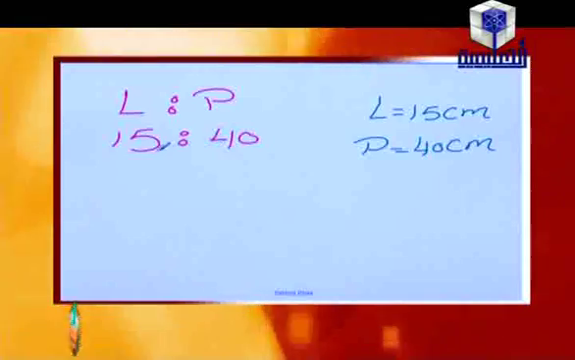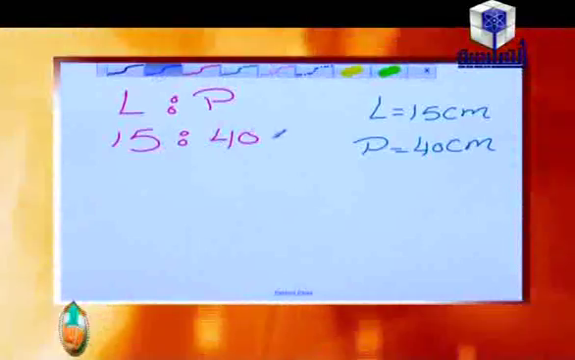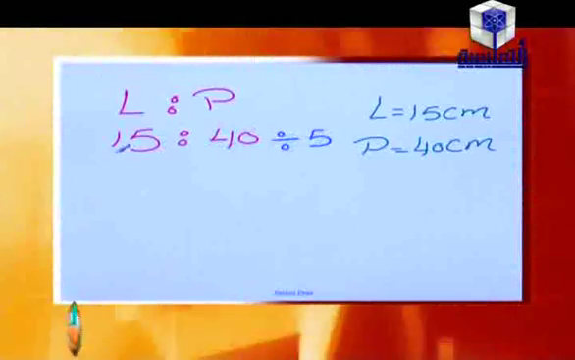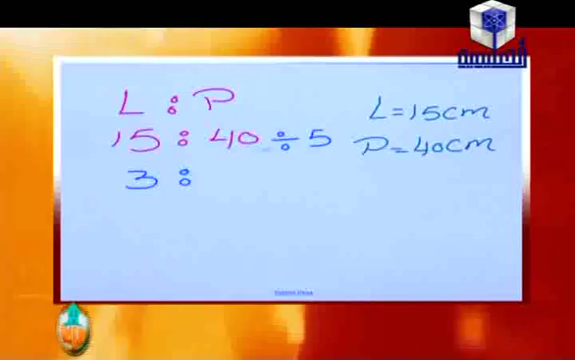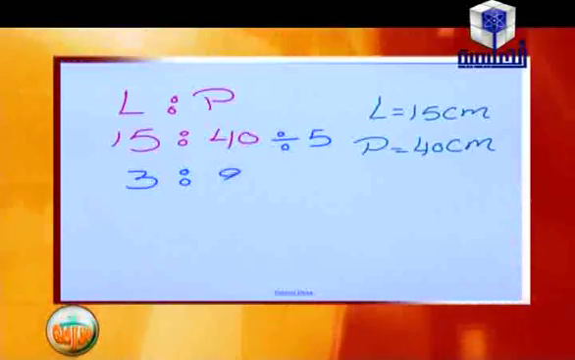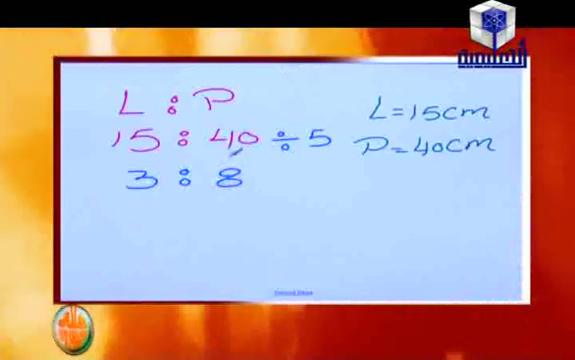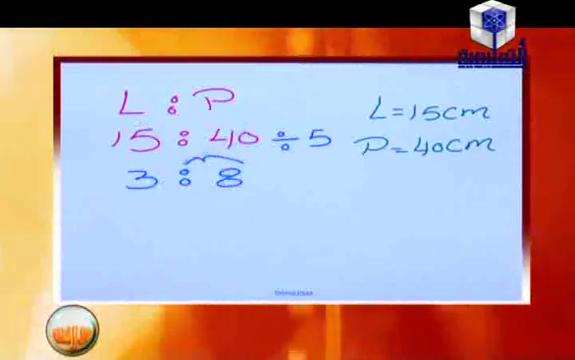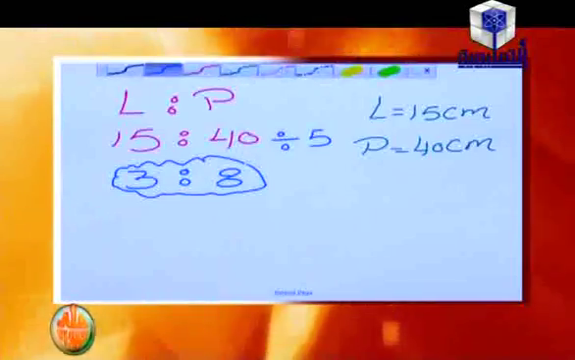15 and 40 can both be divided by 5. 15 divided by 5 equals 3, and 40 divided by 5 equals 8. So the simplest form of the ratio of the length to the perimeter of the rectangle is 3 to 8. Okay. Do you have another ratio?